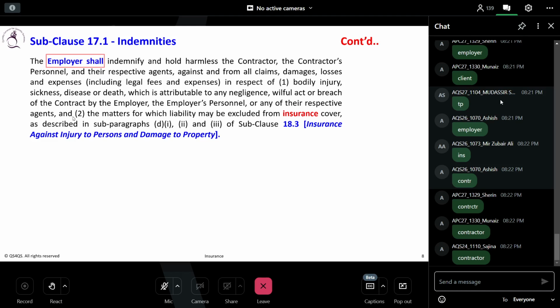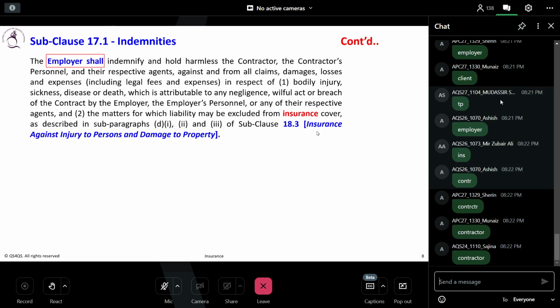The first point is common. Now, what does the second point talk about? When you are entering into the condition of contract, when you are signing the contract, before the letter of acceptance you have to agree the terms and conditions, isn't it? So when you agree the terms and conditions, some terms are excluded from the insurance coverage, so those should be managed by the contractor.